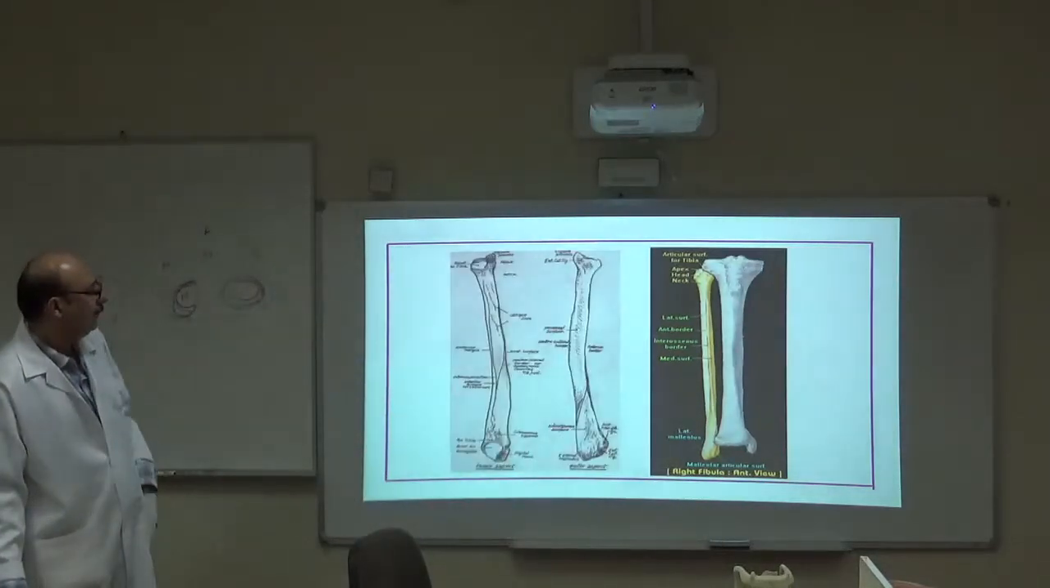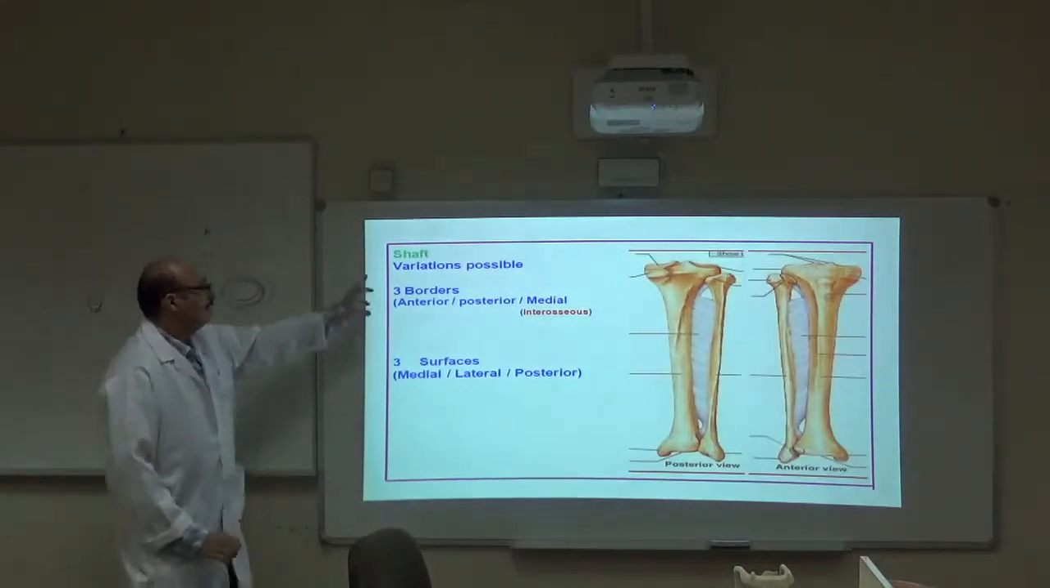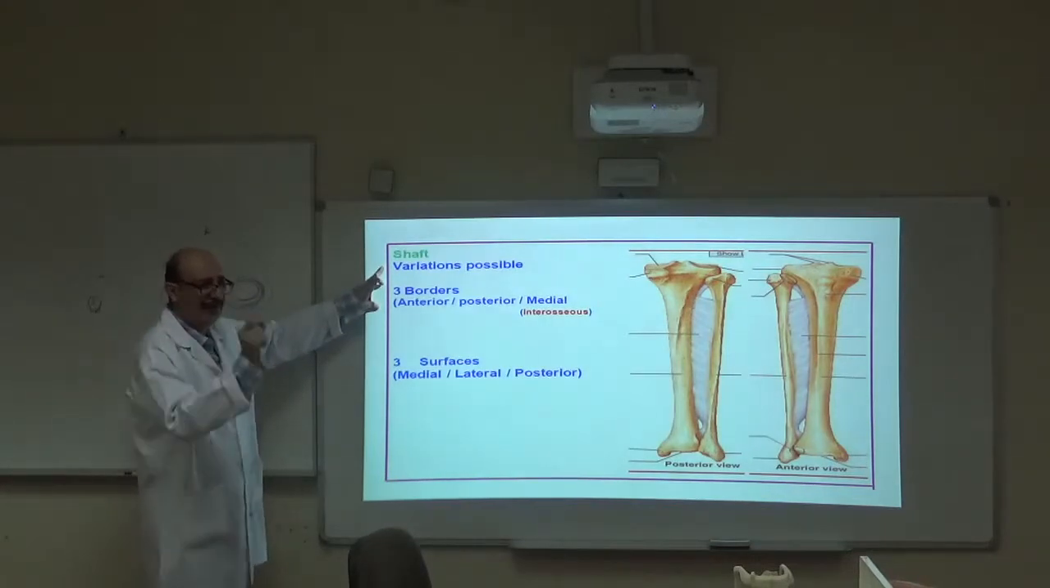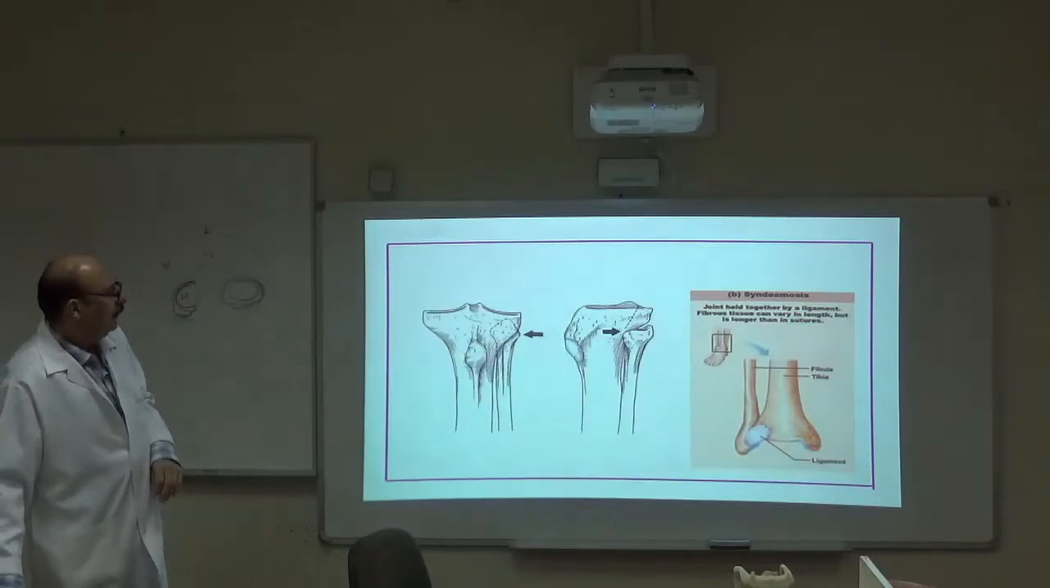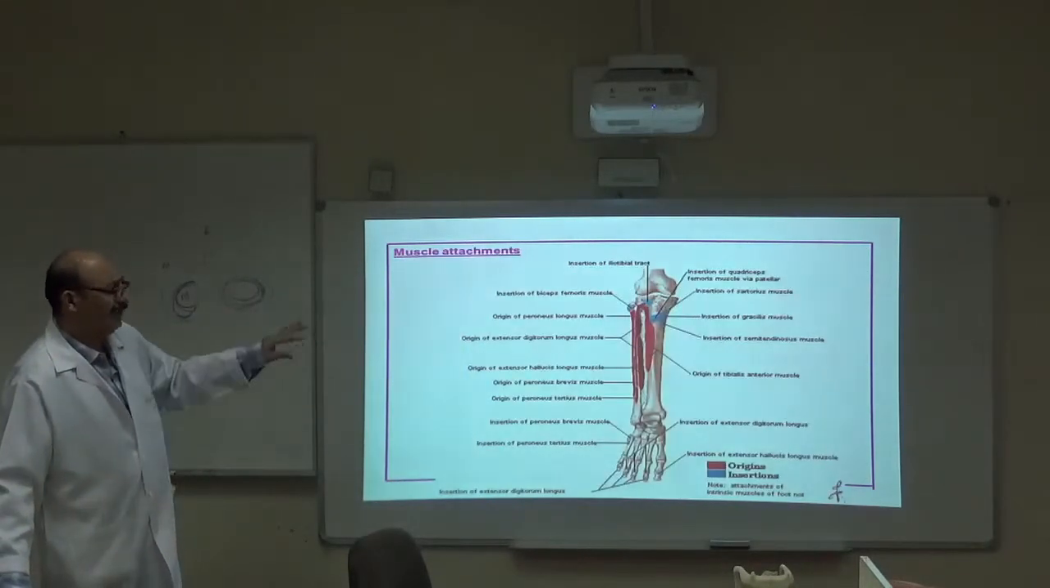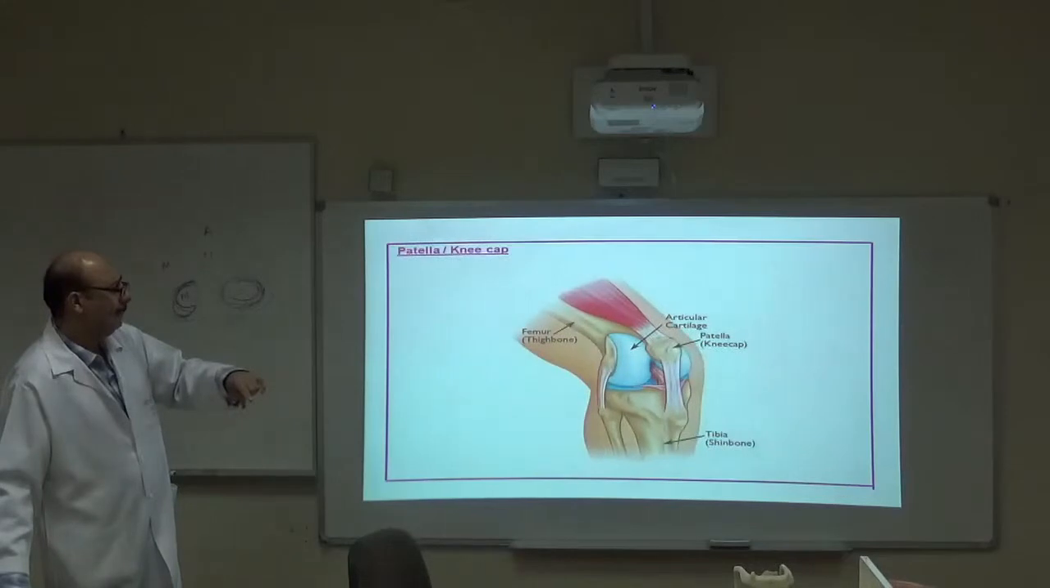Then we have the shaft, which is very tricky. There are very small sharp borders we will see here, no problem. And then we will see some muscle attachments on the tibia.